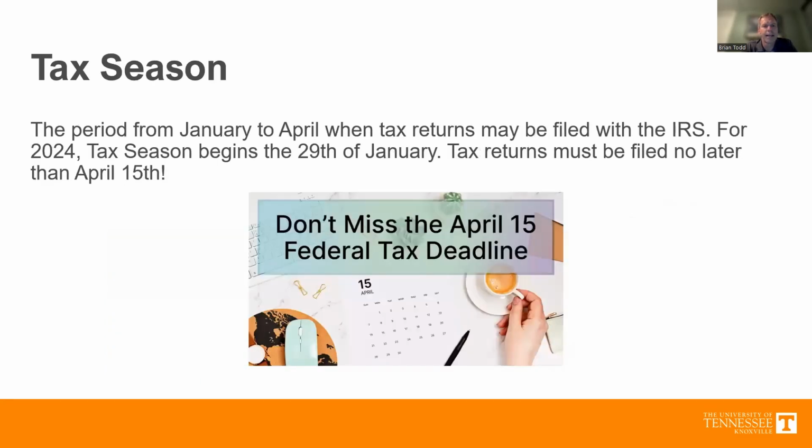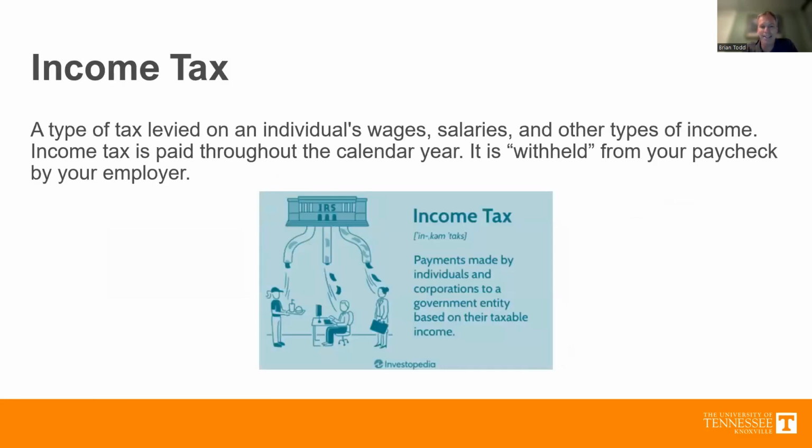Next slide. The tax season, so these are important dates and deadlines that we mentioned before. The tax season runs from January to April. So right now we're in the year 2024. So we are doing the tax forms for the year 2023, and the tax season began January 29th and it ends on April 15th. April 15th is the federal tax deadline. Income tax, a type of tax that is levied on individual wages and salaries and other types of income. We already mentioned this earlier. Income tax is paid throughout the calendar year. So if you were employed, if you received income, you would have been taxed throughout 2023 through tax withholding. And Alyssa can mention more about that later. But that money has been going out each month. And now that you're filing your forms, you'll be calculating whether you paid the right amount or if you need to pay more or get some money back. Next slide.